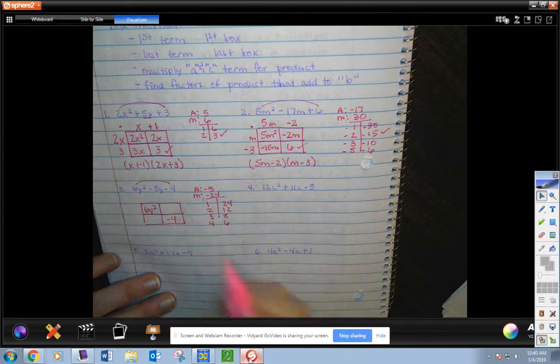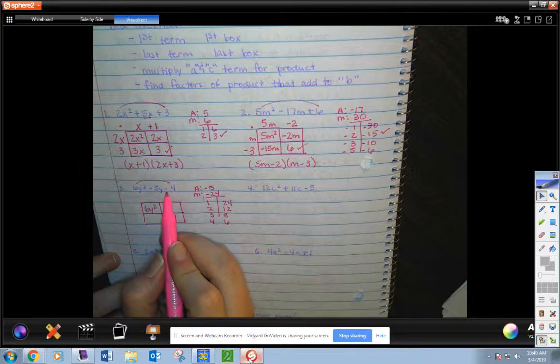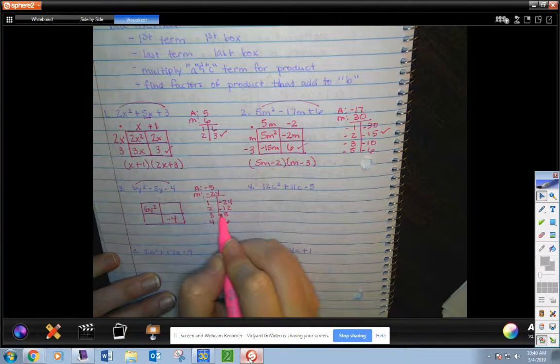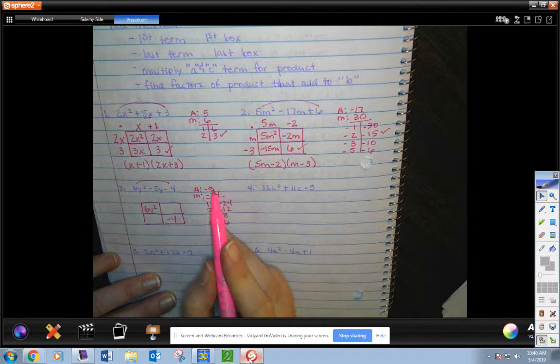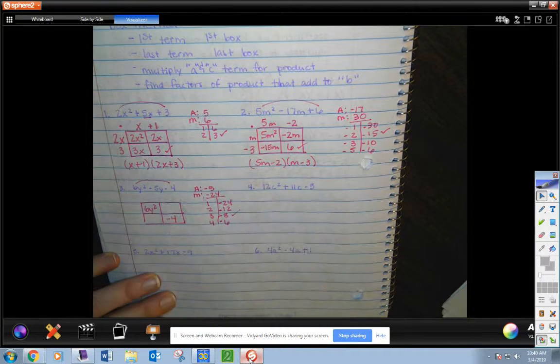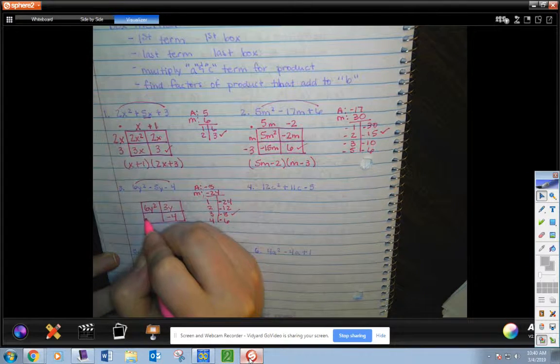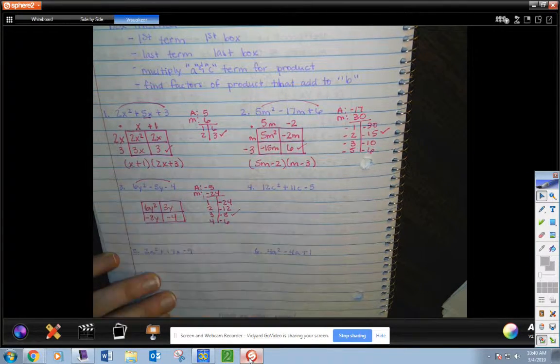Okay, from here, a minus in the back tells me that my signs are opposite and that the big number has to be negative, so I make my right column negative. And the one that adds to negative 5 is 3 and negative 8. So I'm going to put in a 3y, and I'm going to put in a negative 8y.